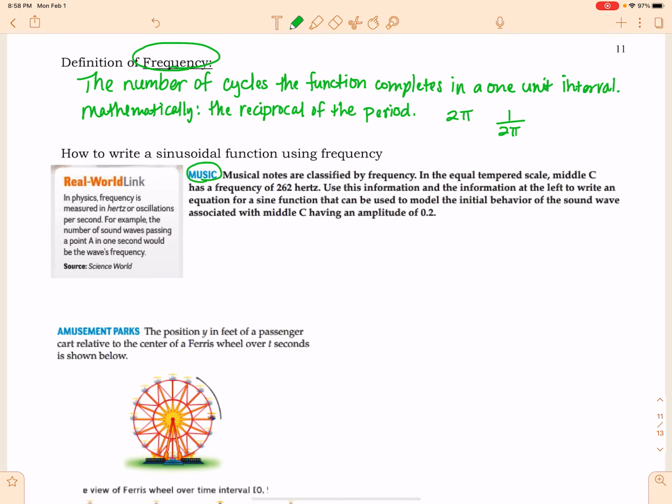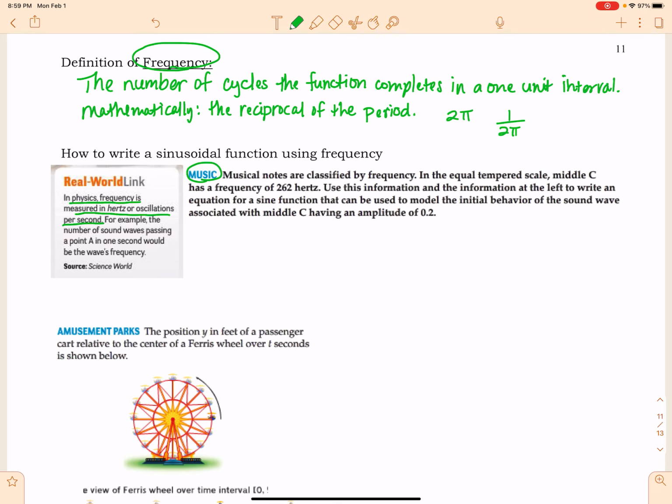So we're going to talk about music because music frequency is something that most people are familiar with. Music and sound have sound waves and they take on a sine pattern. So let's talk about this idea in physics real quick. Frequency is measured in hertz or oscillations per second. Remember we talked about the sine function oscillating back and forth. So that's what that's going to entail. For example, the number of sound waves passing a point A in 1 second would be the wave's frequency. So that is kind of how we need to think about this stuff.